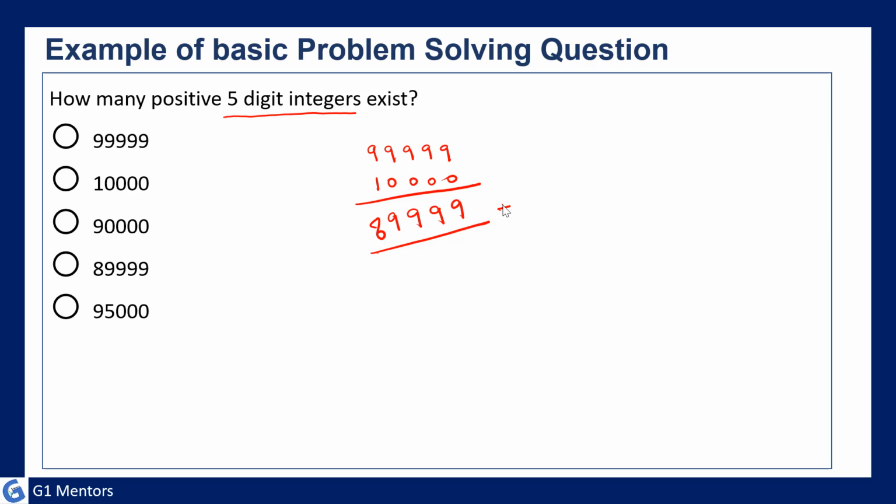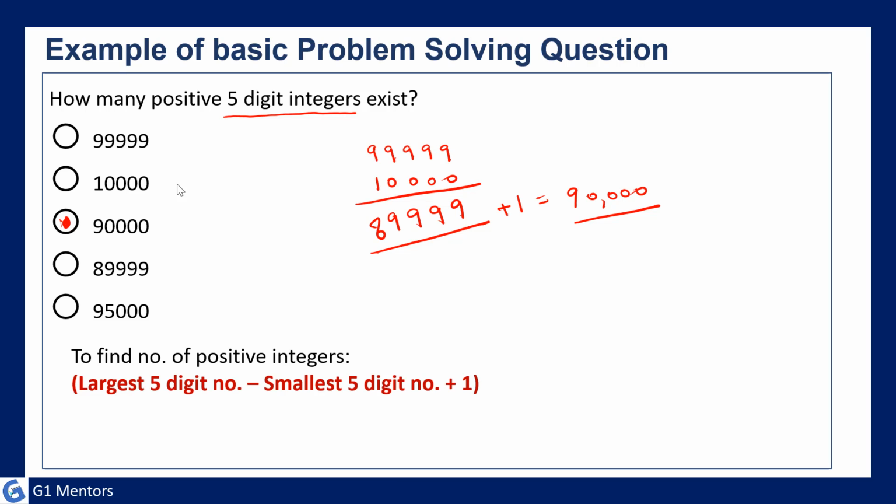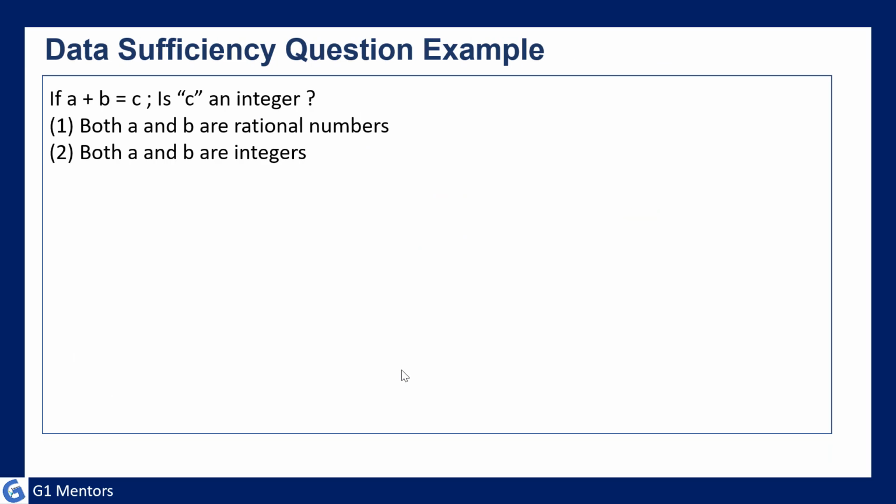89,999. You add 1 to it, so you get 90,000. So how many positive 5-digit integers exist? There are 90,000 positive integers which are of 5 digits. To find the number of positive integers, we do largest 5-digit number minus smallest 5-digit number plus 1. These are the number of 5-digit positive integers.